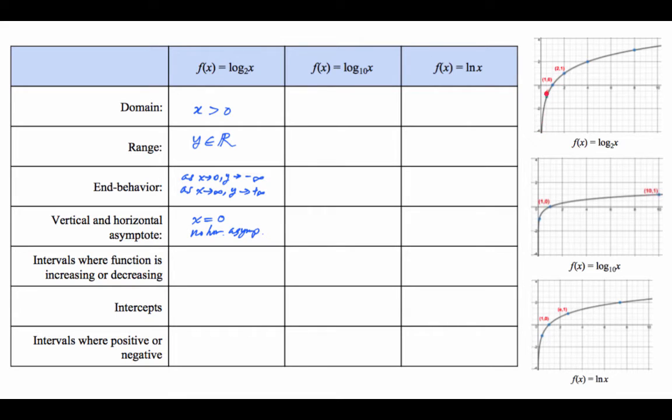It's just hugging that wall right there, right? Good. But there's no horizontal asymptote because y is all real numbers.